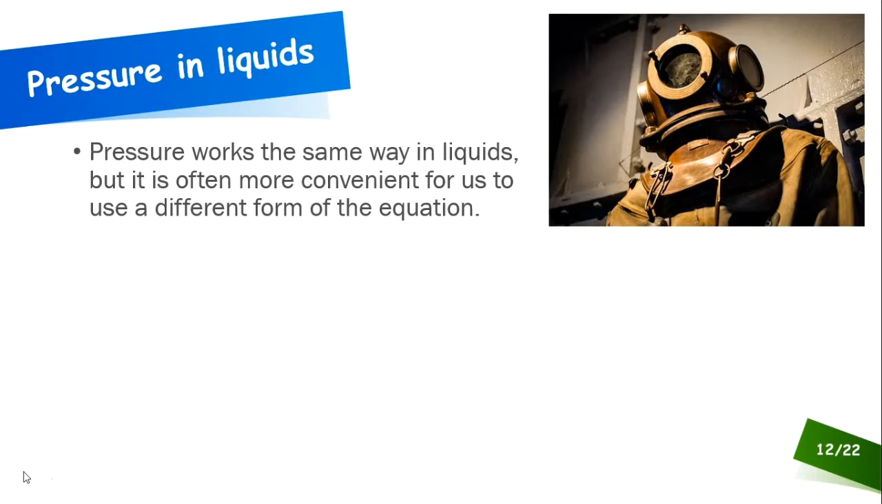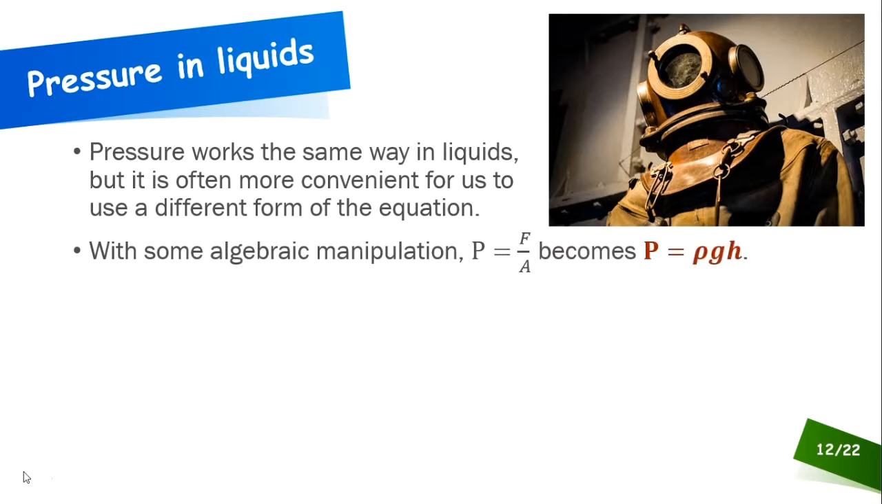Pressure works the same way in liquids, but it's often more convenient for us to use a different form of that pressure equation. So with some algebraic manipulation, we turn P equals F over A into P equals rho g h. So P is still pressure, rho is going to be the density of your fluid, g is the acceleration due to gravity that we've seen before, and h is the height, or rather the depth of the object inside your liquid.